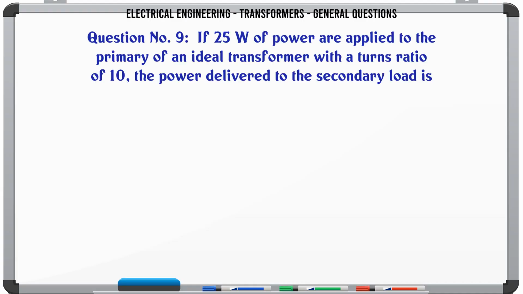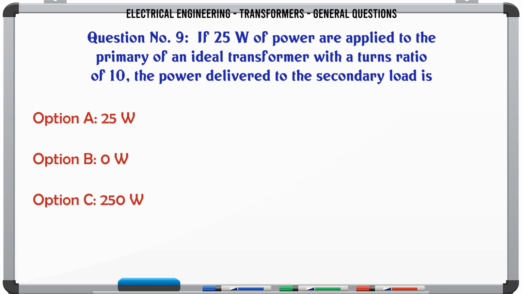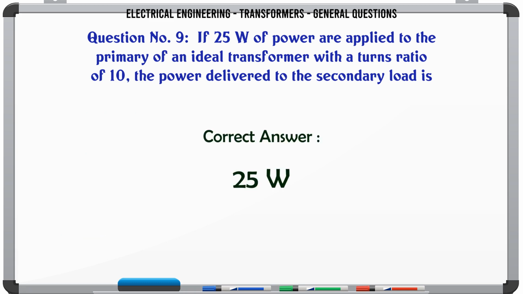If 25 watts of power are applied to the primary of an ideal transformer with a turns ratio of 10, the power delivered to the secondary load is A. 25 watts, B. 0 W, C. 250 watts, D. 2.5 watts. The correct answer is 25 watts.